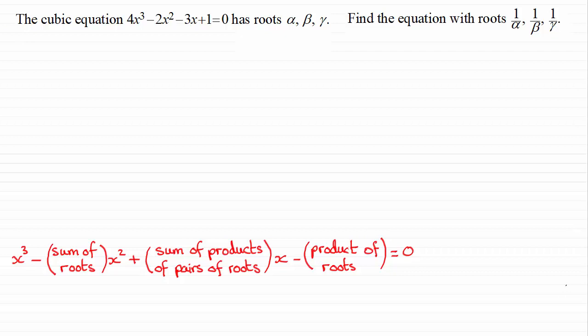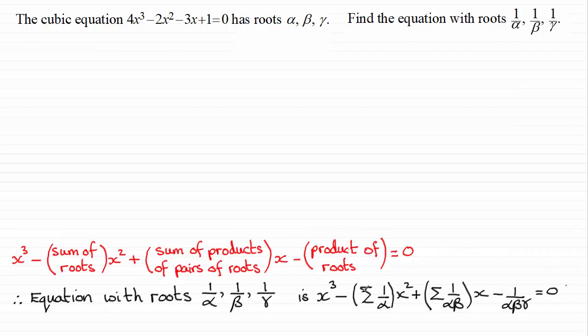Okay, welcome back then if you had a go. Let's see how you got on. Well, if you look at the form of a cubic equation in terms of its roots, then with these new roots 1 over alpha, 1 over beta, 1 over gamma, our equation is going to take on this form. x cubed minus the sum of the reciprocals of the roots, that's going to be 1 over alpha plus 1 over beta plus 1 over gamma, times x squared.